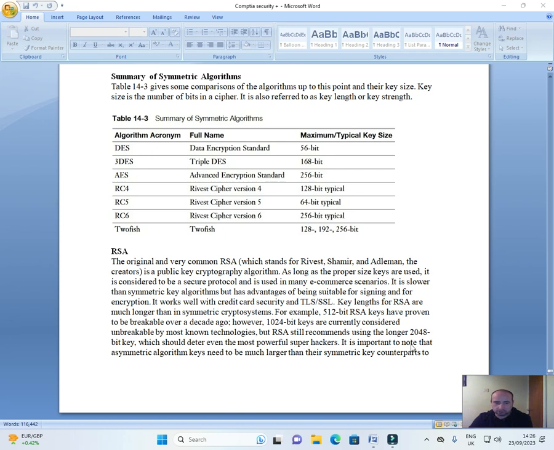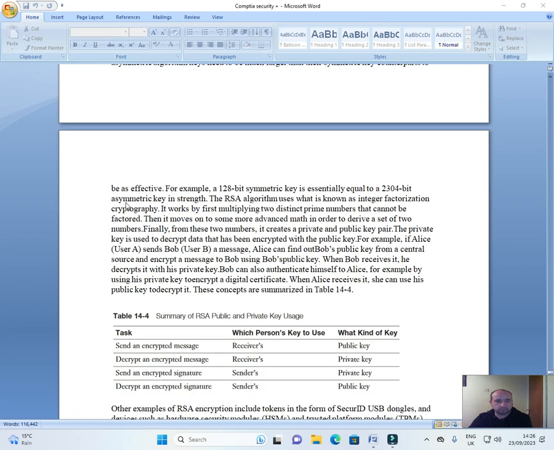It is important to note that asymmetric algorithm keys need to be much larger than their symmetric key counterparts to be effective. For example, a 128-bit symmetric key is essentially equal to a 2304-bit asymmetric key in strength.